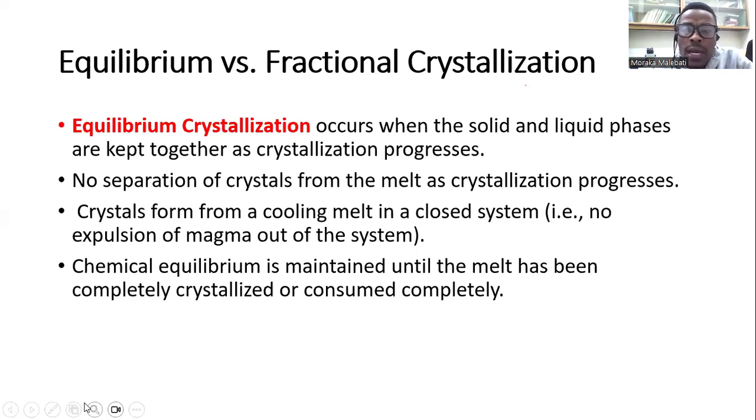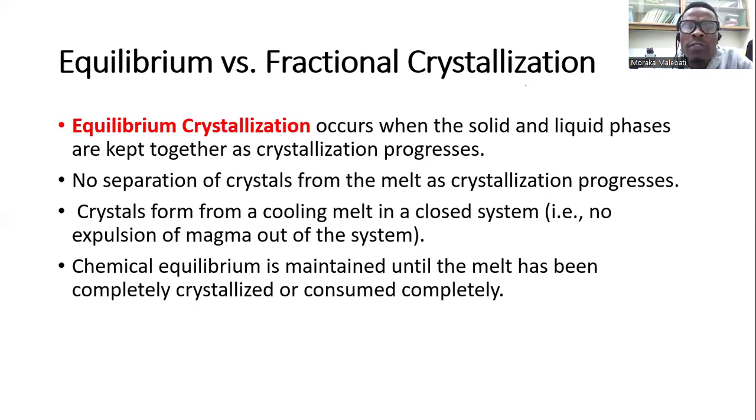The other thing we need to understand before we deal with the example is equilibrium crystallization and fractional crystallization. Equilibrium crystallization, in simple terms, means that when you cool the temperature, you crystallize new minerals, but those minerals are in equilibrium with what we call the melt. After forming the crystal, there's no separation. They coexist together.